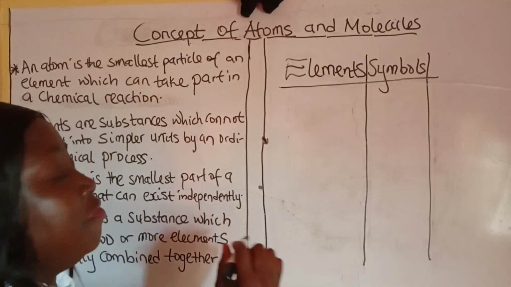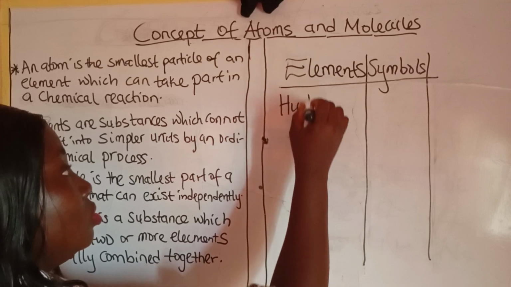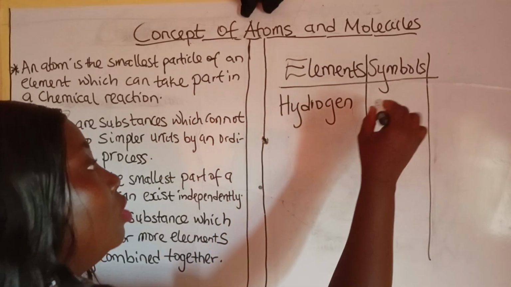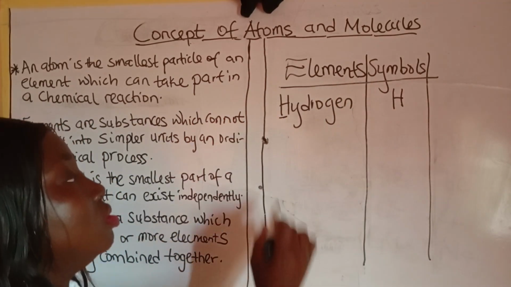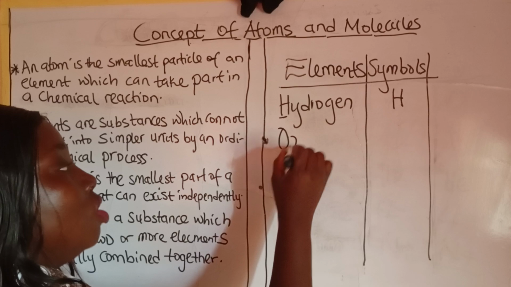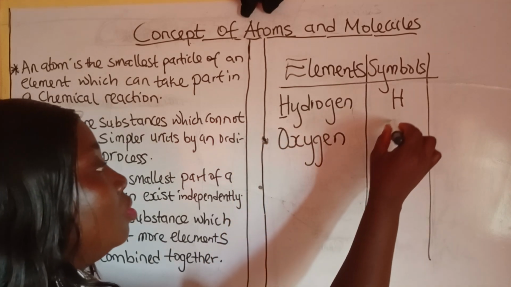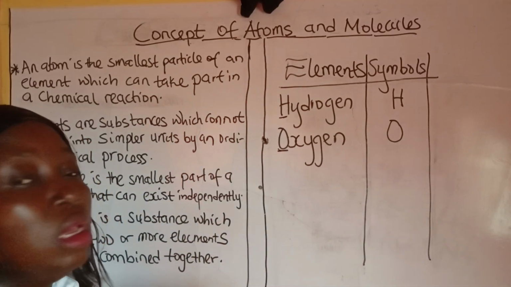Now let's consider the first element in the periodic table, hydrogen. It has a symbol H, the first letter of the element. Let's look at oxygen, which has a symbol O, the first letter of the element.